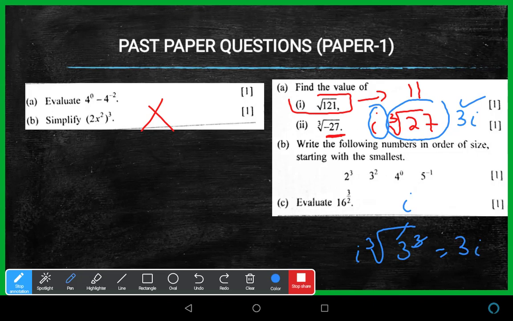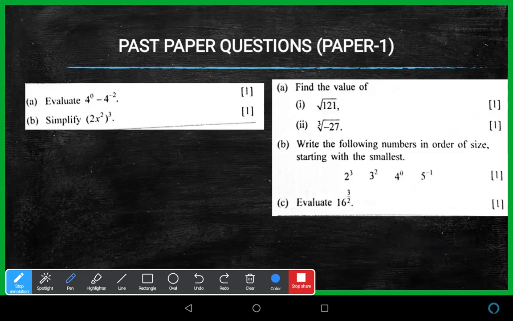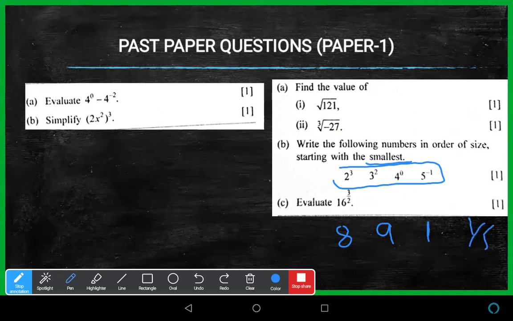Now, write the following numbers in order of size, starting with the smallest. So we have to start with the smallest and make the order. 2 raised to the power 3 is 8, 3 squared is 9, 4 raised to the power 0 is 1, and 5 raised to the power minus 1 will be 1 upon 5. 1 divided by 5 is 0.2. The smallest is this. So we write 5 raised to the power minus 1 first, then 4 raised to the power 0, then 2 cubed, and then 3 squared.